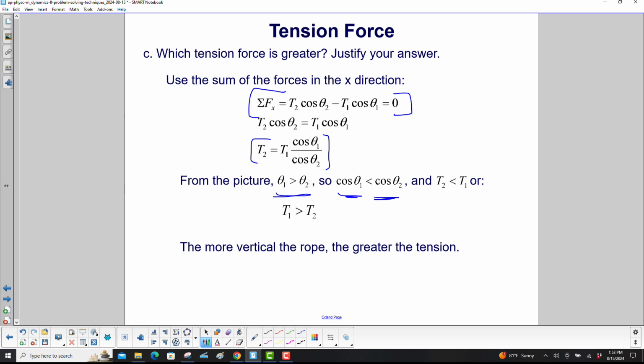So you'll have fractions like 1/2, 5/6, etc. It will always be less than 1. So if this term is less than 1, when you multiply it by T1, you get a smaller number. You get T2 being smaller than T1. So T2 is smaller than T1, or another way of saying that, T1 is greater than T2. The more vertical the rope, the greater the tension.